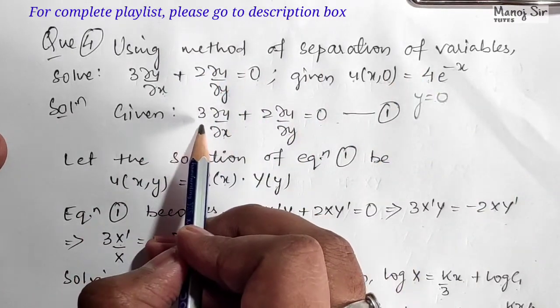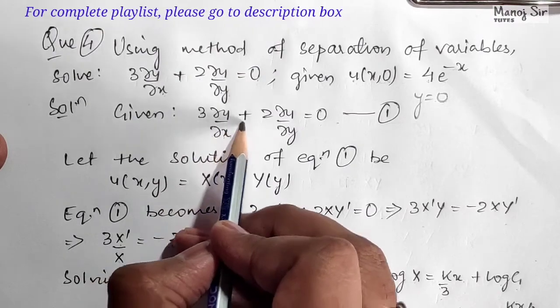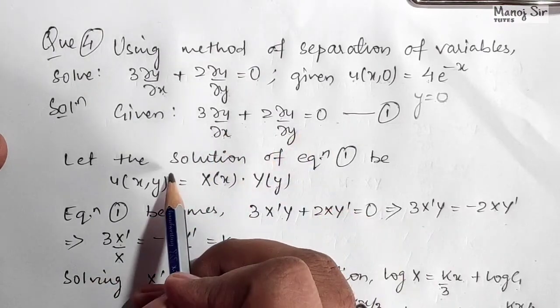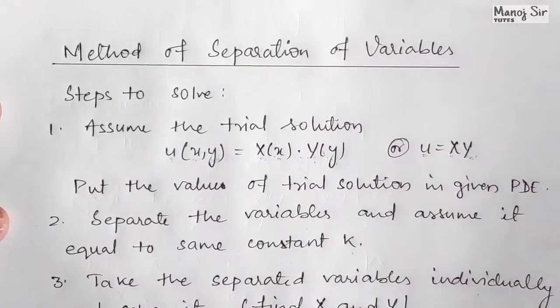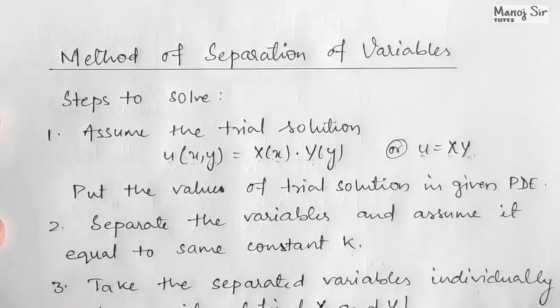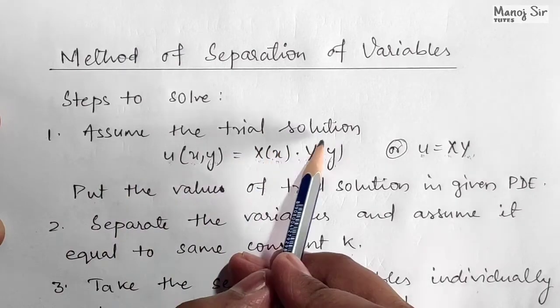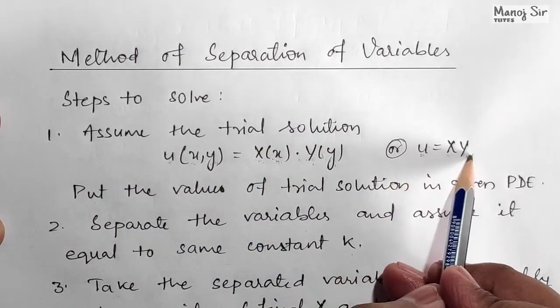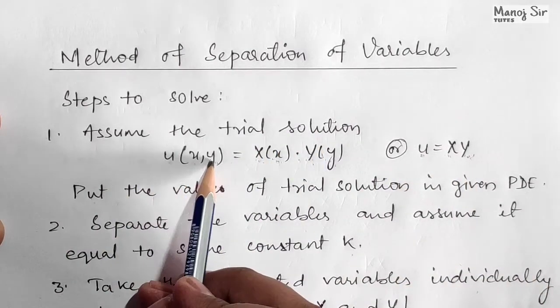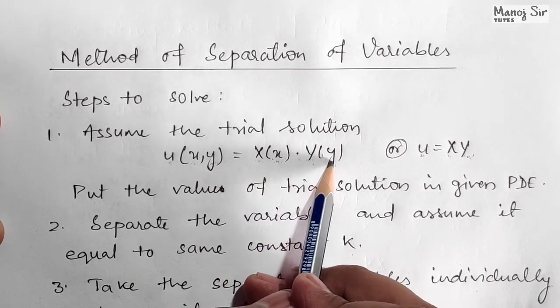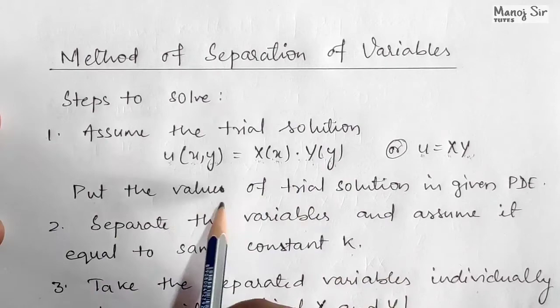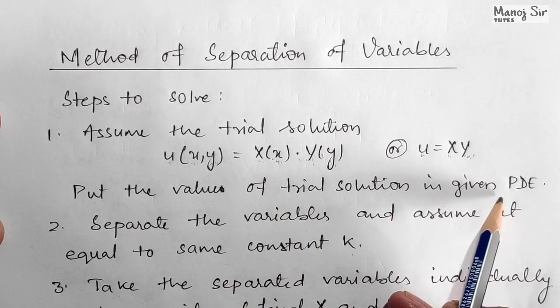So the given partial differential equation is 3 into del u upon del x plus 2 del u upon del y equals to 0, and let's suppose this is my equation number 1. Then let us see the steps to solve. First step is to assume the trial solution, that is u equals to X into Y, where u is a function of x and y, capital X is a function of small x, capital Y is a function of small y. Then put the value of the trial solution in the given partial differential equation.